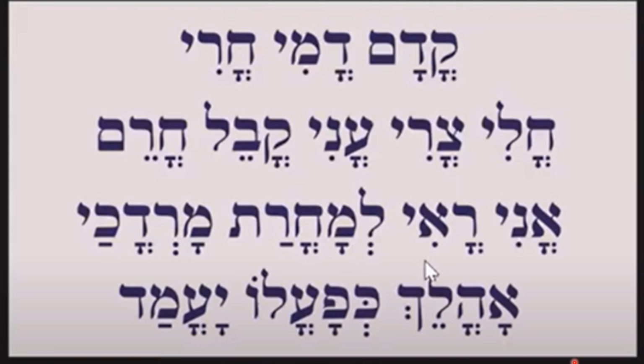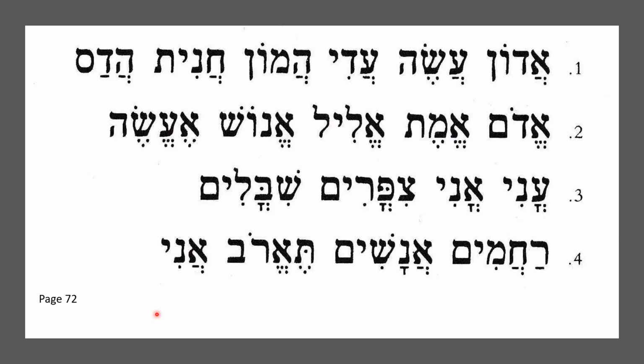Maradochai. Okay, last line. We have a ho lech. Aholech. Here we have ke fa olo. Kefaolo. And here we have ya o mod. Ya o mod. Okay, again, practice these on your own. We'll continue. Okay, back to your book now, page 72, as we continue practicing.